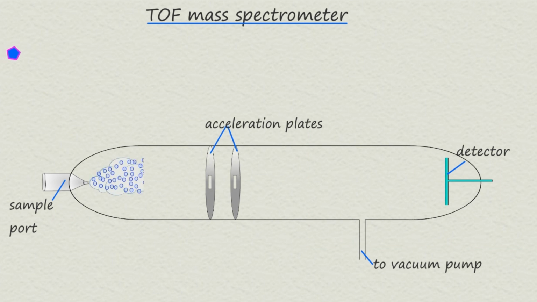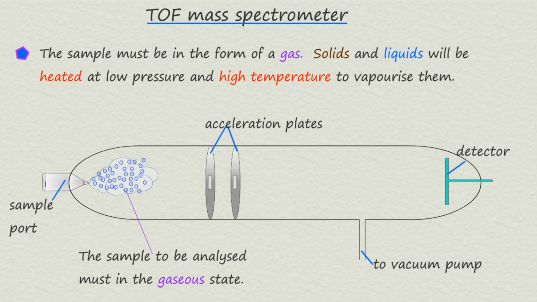Now, the sample under test may be injected at the sample point under low pressure and high temperature to ensure that the sample will be vaporised and form a gas. This is important since the mass spectrometer cannot analyse liquids or solids. If the sample is a solid, it firstly will be heated to vaporise it, or it may be dissolved in a solvent before being vaporised and placed in the mass spectrometer.